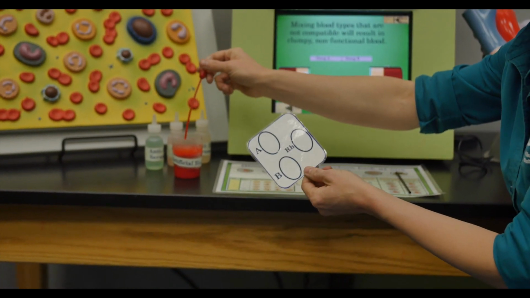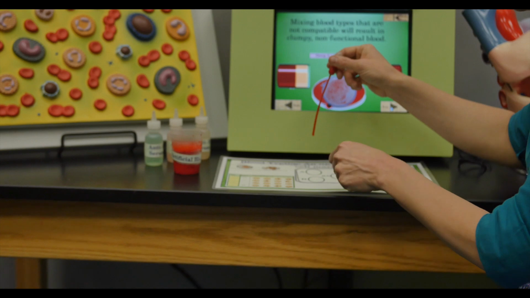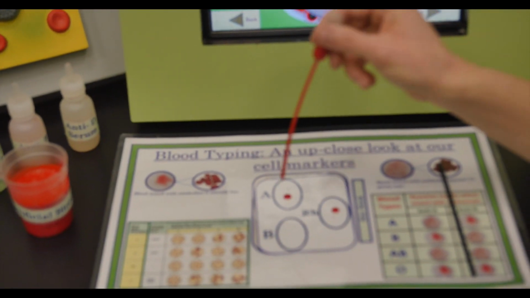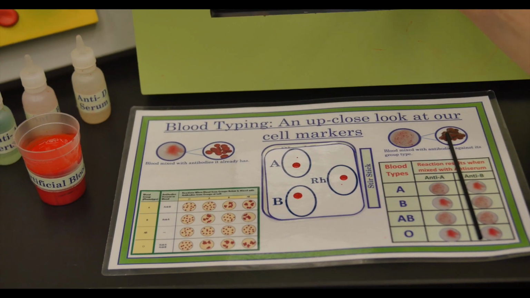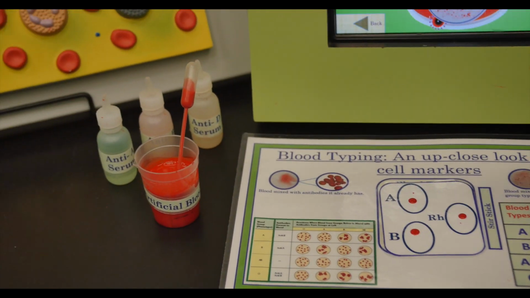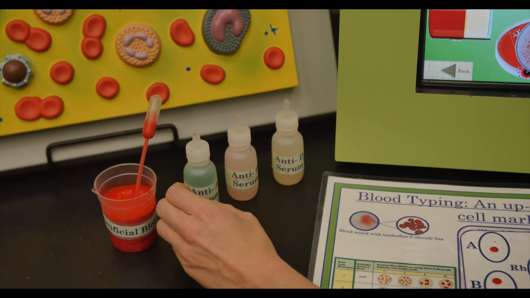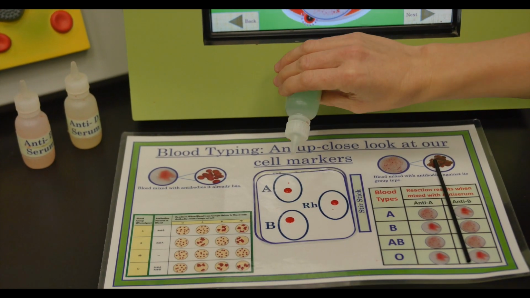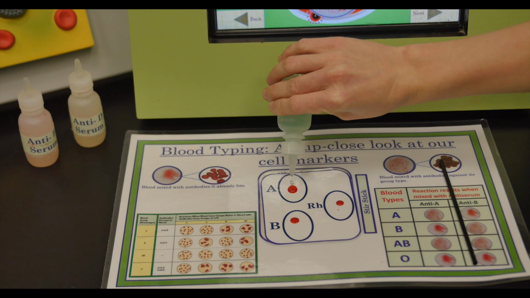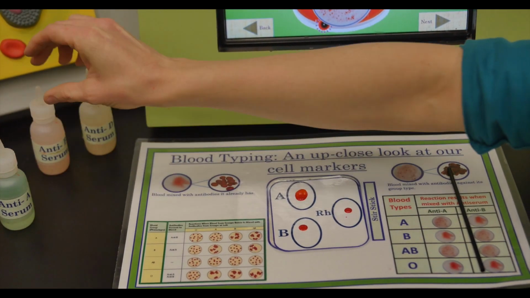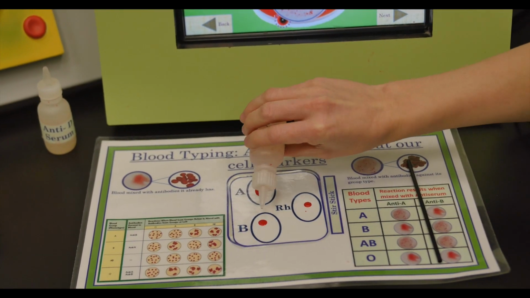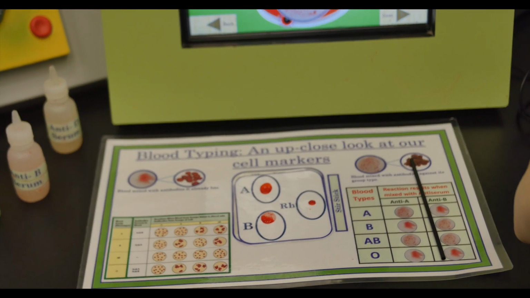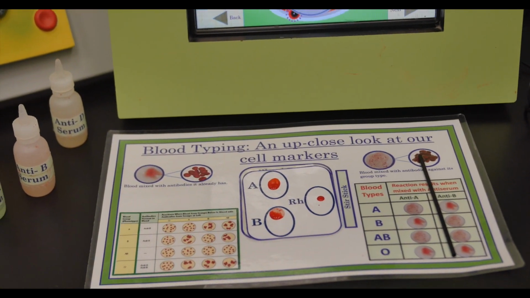You can actually use just a regular plate at home. 1 drop in my A, 1 drop in my RH, which is the positive or negative, and 1 drop in my B. And so what I'm first going to do is add my anti-A serum, which is supposed to be like the antibodies. And I'm going to test and see if I have, there we go, I'll add some liquid there, some anti-B serum, and I'm going to see what type it is. Now, if it clots, that means it's that type of blood.